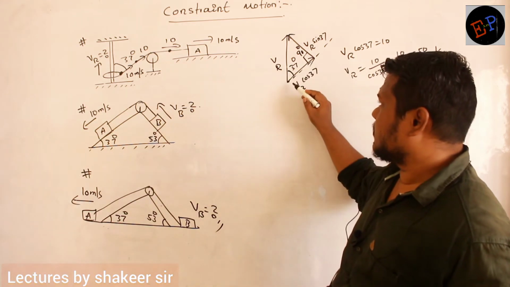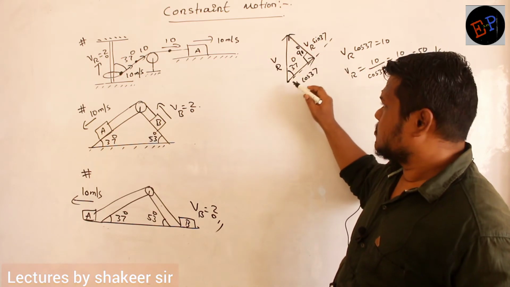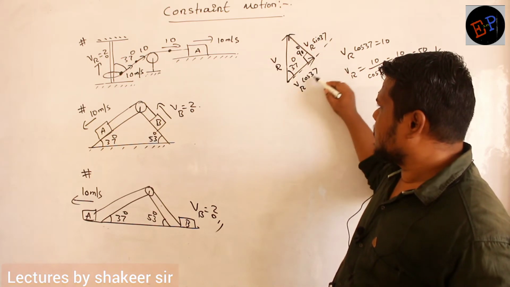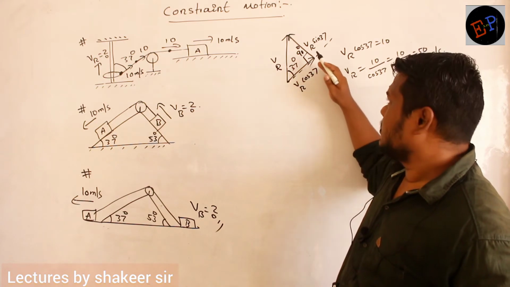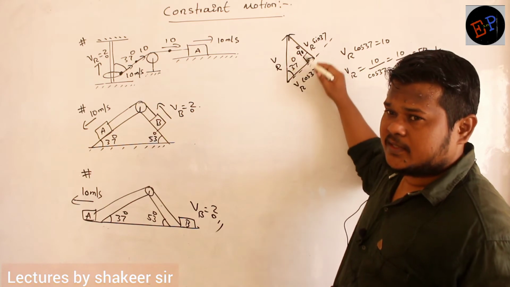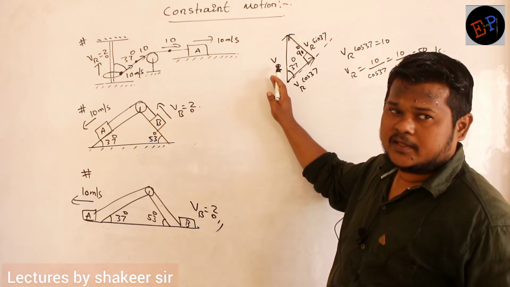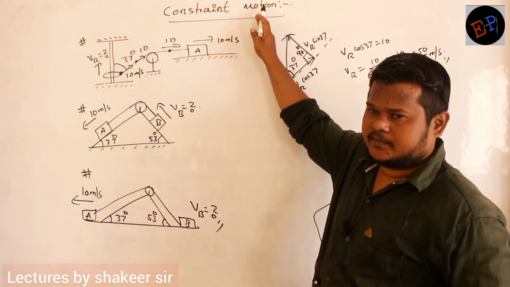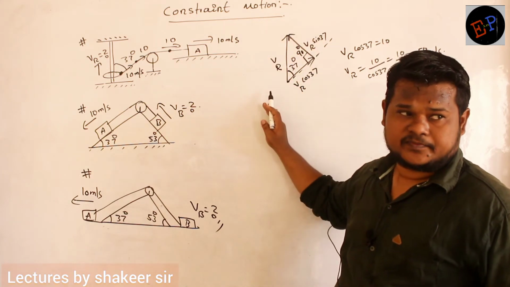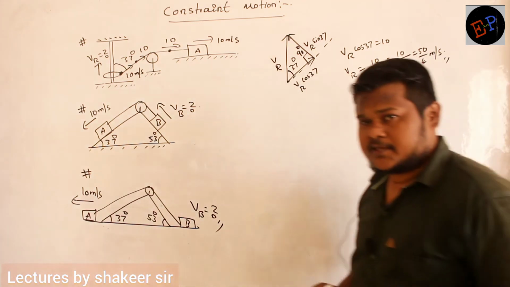So the total velocity I split into two components. The ring is moving in this direction with a velocity of VR cos 37, and in this direction with a velocity of VR sin 37. If you take the resultant of these two, this is my velocity. So finally the ring is moving in this direction, but it will have two components. Understood? That's it, very simple. Clear? Now let us see the second one.